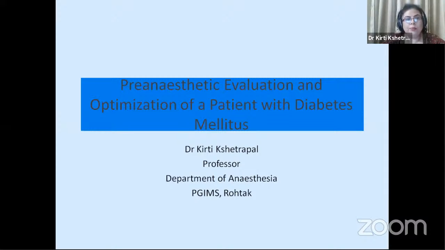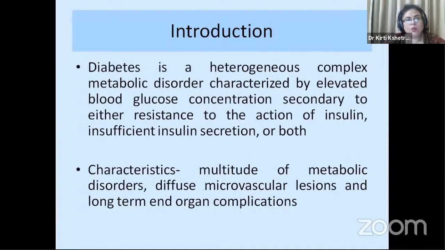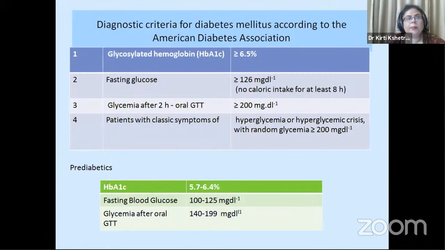Now I'm going to talk on pre-anesthetic evaluation and optimization of a patient with diabetes mellitus. As we all know, diabetes is a heterogeneous metabolic disorder characterized by elevated blood glucose concentration secondary to either resistance to insulin, insufficient secretion, or both. It is characterized by a multitude of metabolic disorders, diffuse microvascular lesions, and long-term organ complications.